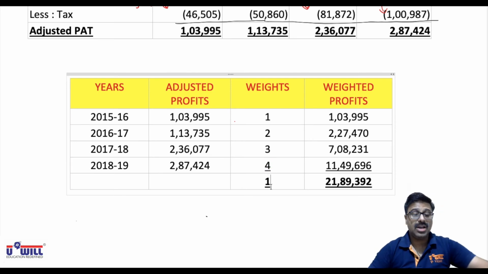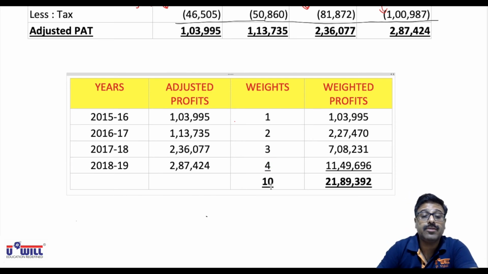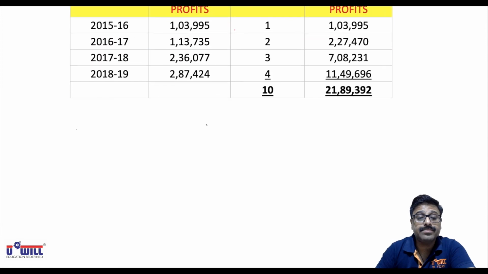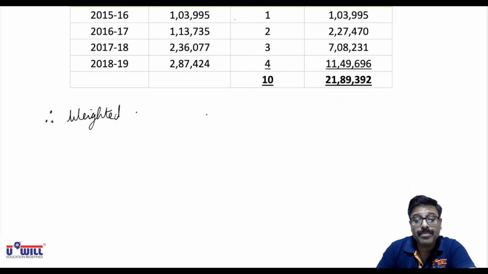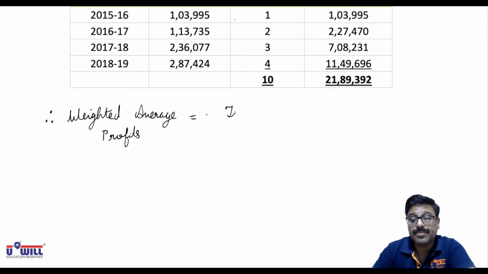Okay. So now we can find the weighted average profits. All of you write down. Therefore, weighted average profits is equal to total weighted profits divided by total weights.